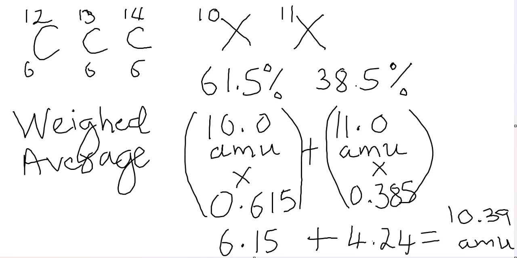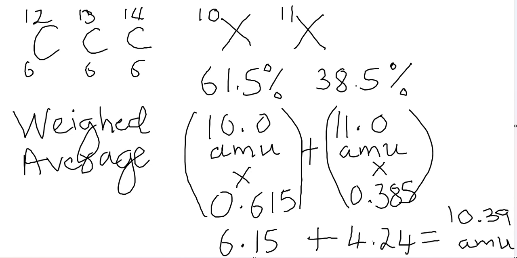Notice that if I had simply said let's add 10 plus 11 and divide it by 2, I would have gotten 10.5. But instead I'm getting 10.39, closer to 10 rather than closer to 11. Why is that? Because we have greater amount of the isotope with the mass number of 10. So the final outcome is weighed closer towards that particular isotope. And this is why we must take weighted average, because we don't have equal amounts of the isotopes.